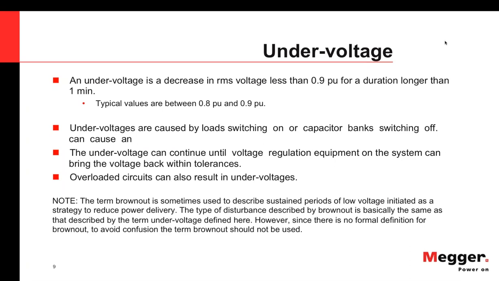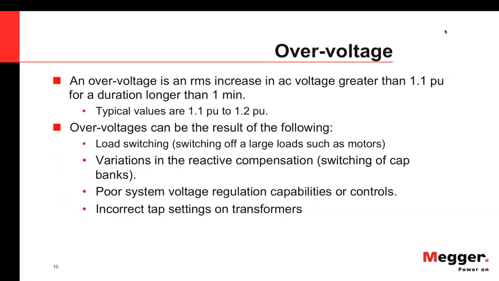Undervoltages are caused by load switchings or capacitor banks switching off, and they can cause problems such as equipment tripping offline or failing. An undervoltage can actually continue until voltage regulation equipment on the system kicks in. And also overloaded circuits can cause undervoltage issues.